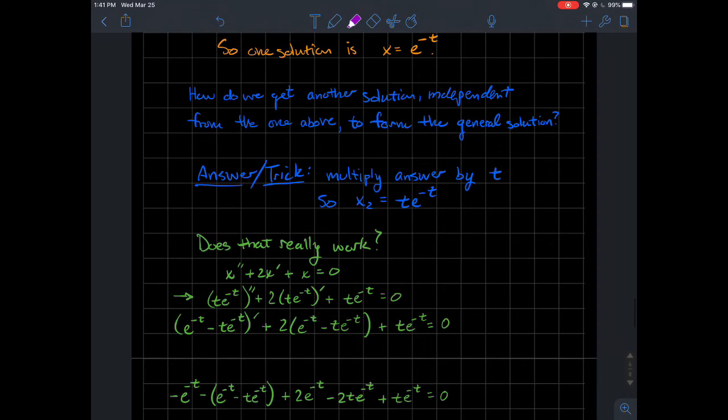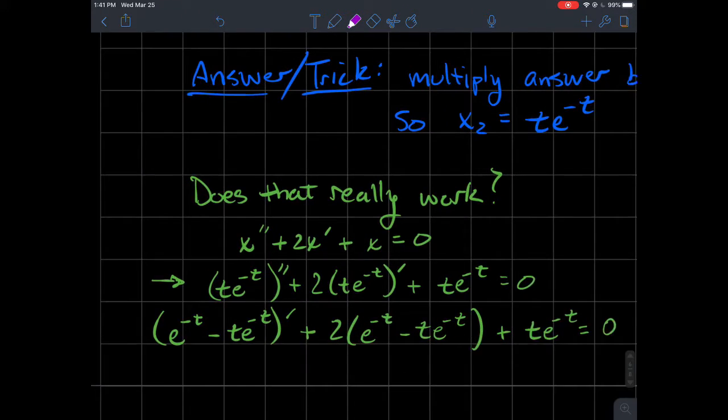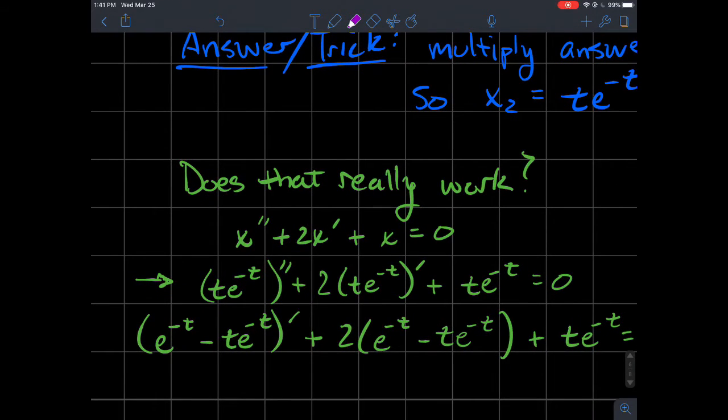So what we're going to do is verify really quickly here. This isn't something you'd have to do. This is just to convince you that, oh, he's right, that will work. Okay, so does that really work? Well, why don't we plug in t e to the minus t for all the x's that you see? And that's what I've done in the second line here with the arrow. I replaced all the x's that I saw with t e to the minus t.